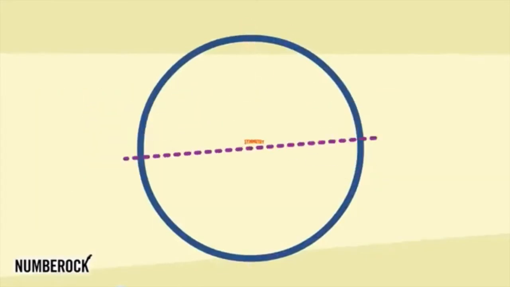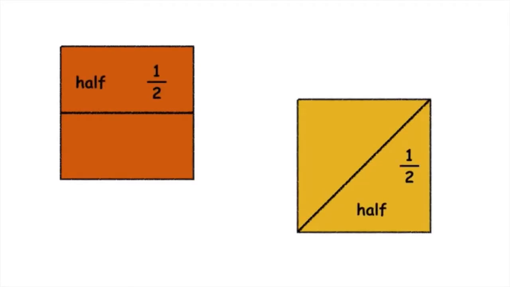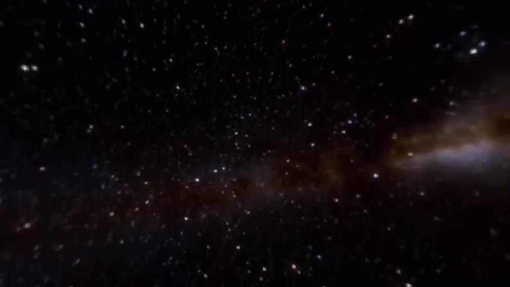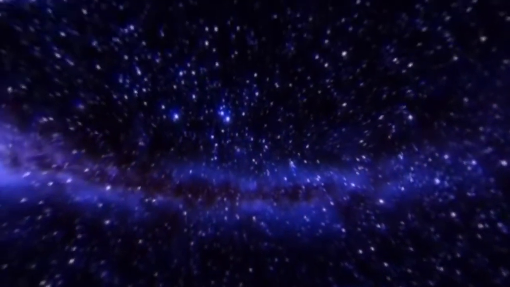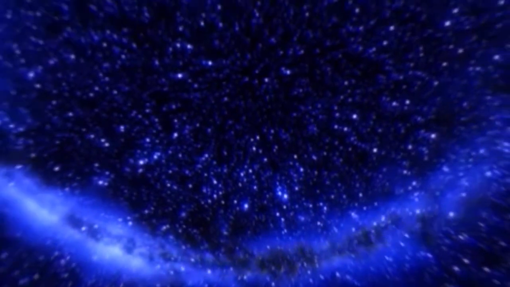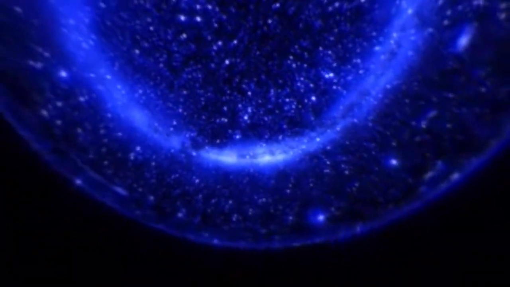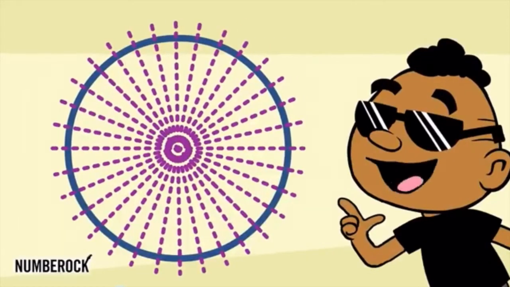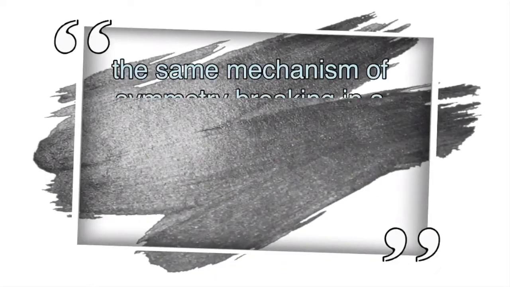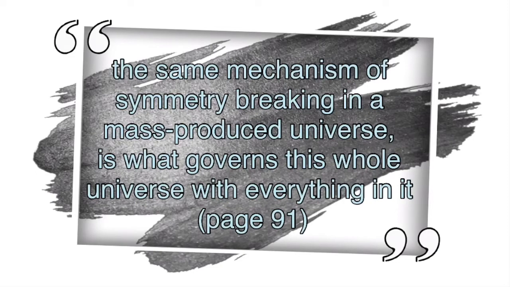As Stewart concludes chapter 6 of his book, he visualized an ideal mathematical universe in which all of the fundamental forces are related in a perfectly symmetrical manner. He left us marveling upon the idea of the Earth being a different world if the symmetries of the universe were broken in a different way. Furthermore, he made us reflect on the fact that the most basic method of pattern formation, the same mechanism of symmetry breaking in a mass-produced universe, is what governs this whole universe with everything in it.